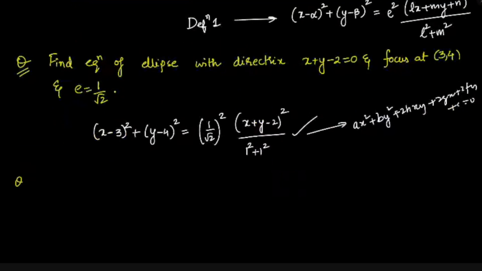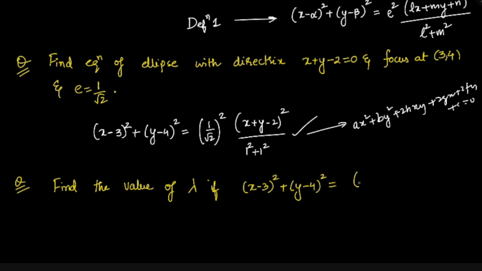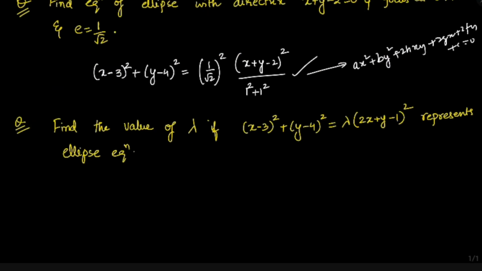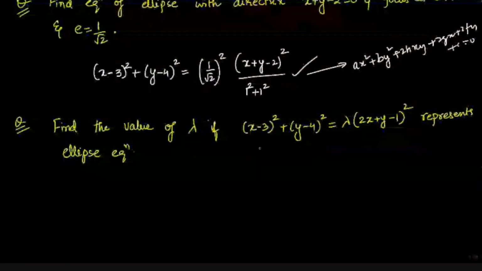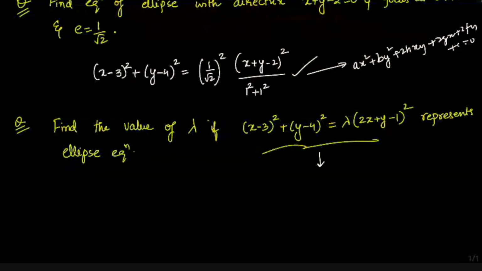Okay, let's see one more question. Find the value of lambda if (x minus 3) whole square plus (y minus 4) whole square is equal to lambda times (2x plus y minus 1) whole square represents an ellipse. Then what should be done? From here, what should we understand immediately? What is the focus of the ellipse? 3 comma 4. And the directrix is 2x plus y minus 1 equal to 0.